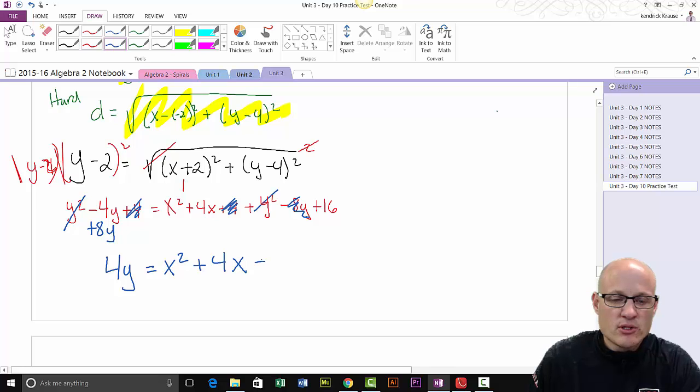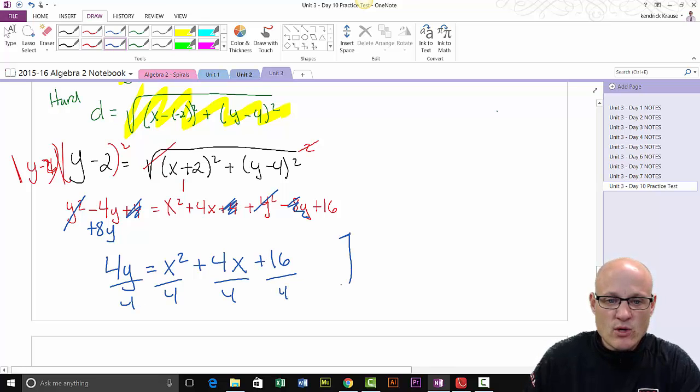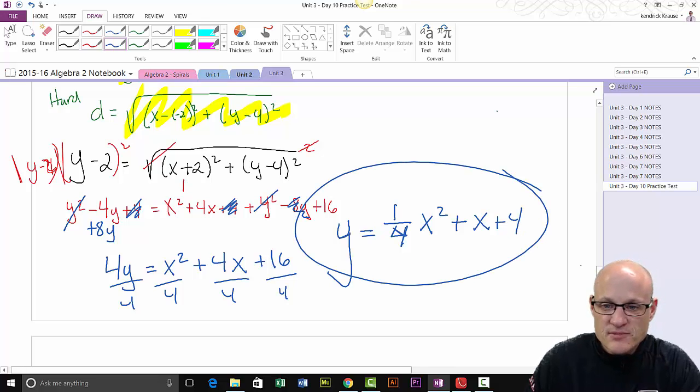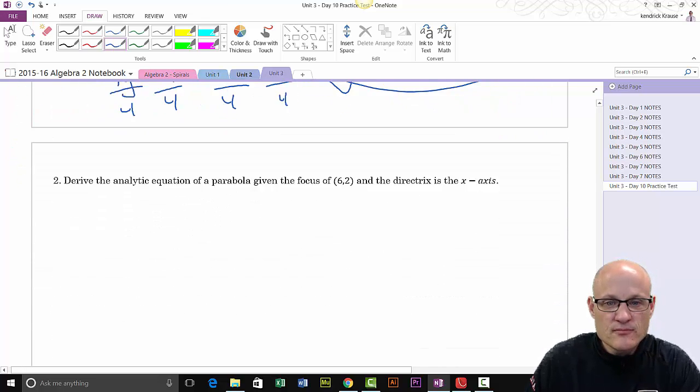This moved over. Plus 16. Divide by 4. I'll lose my voice. Divide by 4, divide by 4, divide by 4, divide by 4. And I get y equals 1/4 x squared plus x plus 4. I think I got 3 of these.